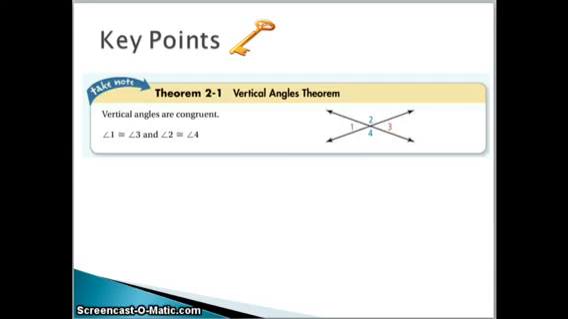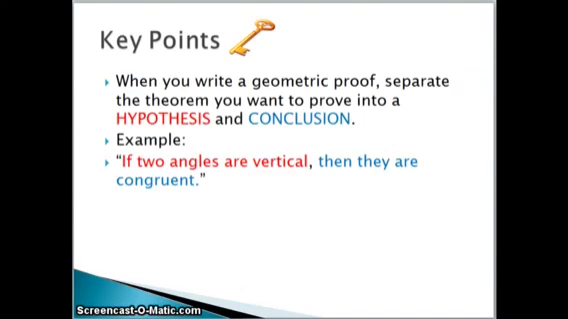Second key point, Theorem 2.1, the vertical angle theorem. This is something that we already knew. Vertical angles are congruent to each other. Right here you can see angles 2 and 4 are in the same color, and 1 and 3 are the same color because they are congruent to each other. Congruent is basically saying it's the same thing, or they're very similar to each other. So this is very important. We're going to be using this a lot today. Vertical angles are congruent. Vertical angle theorem.